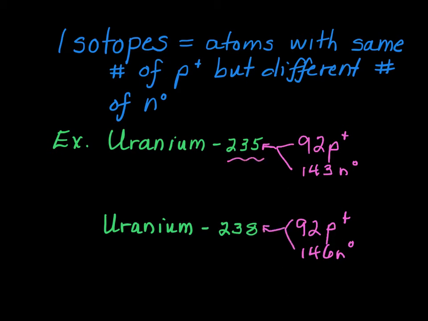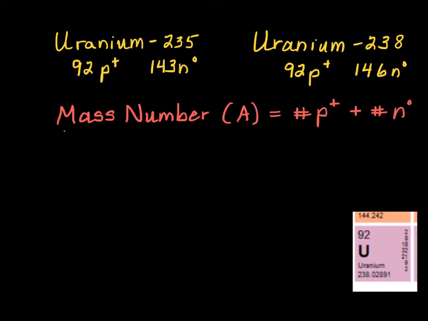We're going to see that this number is called the mass number. So the mass number is the number of protons plus neutrons. So uranium-235 had 92 protons because that was its atomic number. Remember, it also has 92 electrons. And you just subtract 235 minus 92 and you get 143 neutrons. So these are the 2 isotopes of uranium.